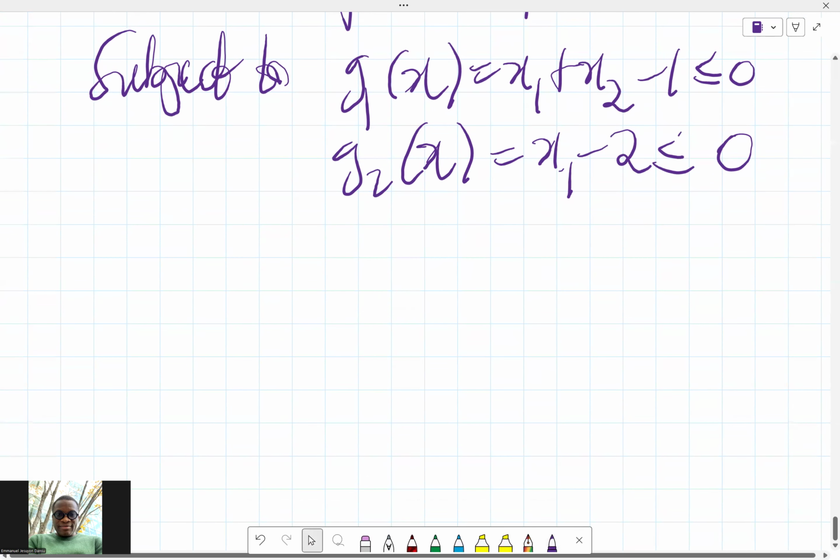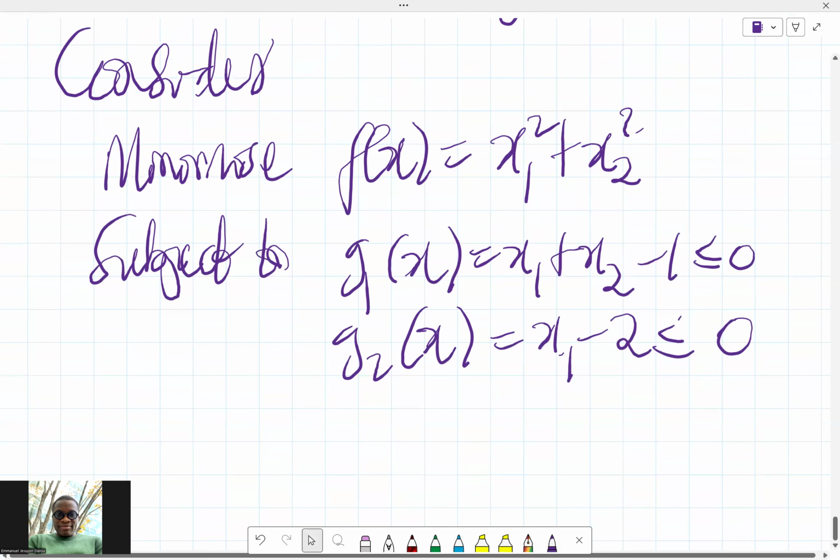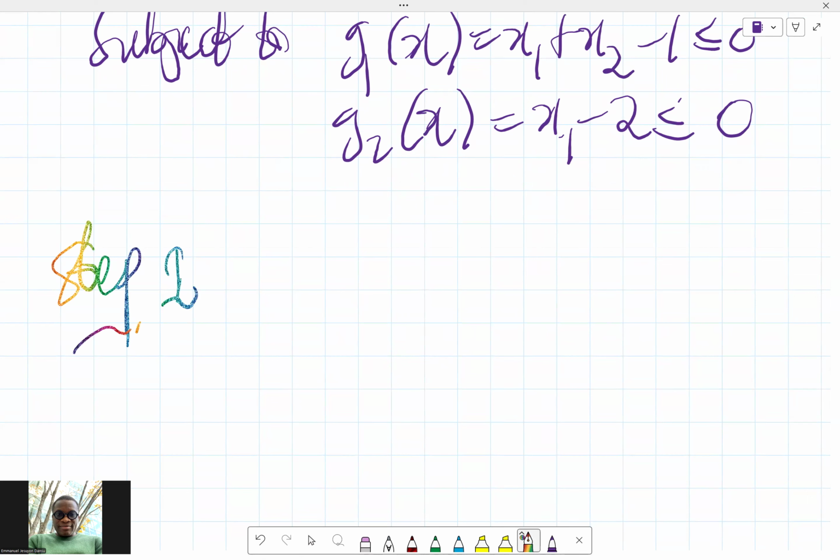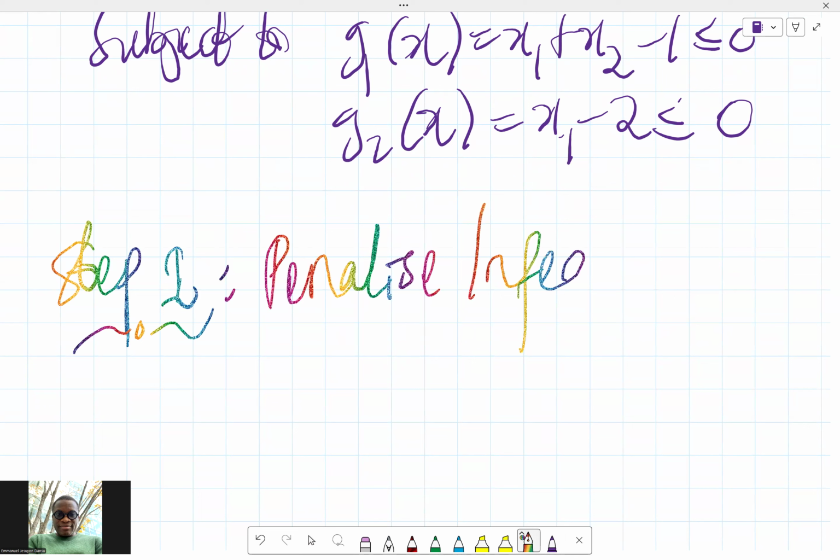Okay, so we can begin to deal with this step by step. So for step 1 now, we want to use particle swarm optimization for this. So step 1, as usual, is, since we have a constraint problem now, we have to penalize infeasible solutions. So that's more like we are doing the penalty method.